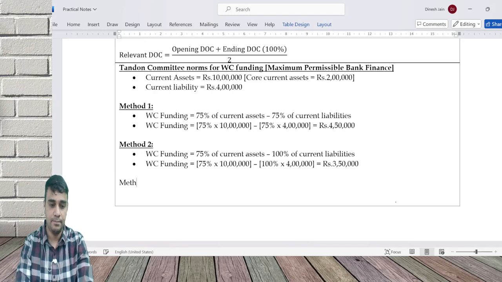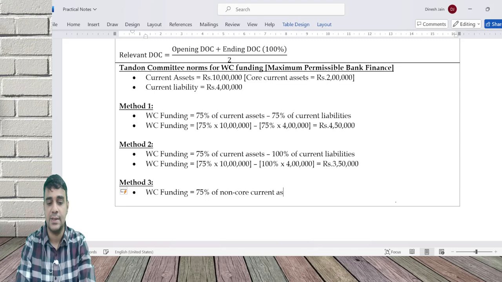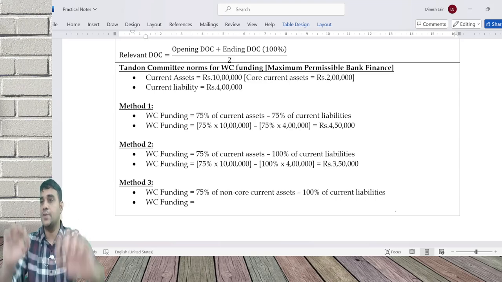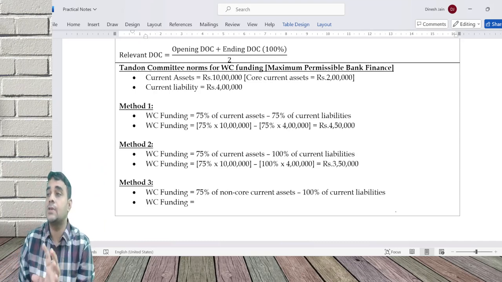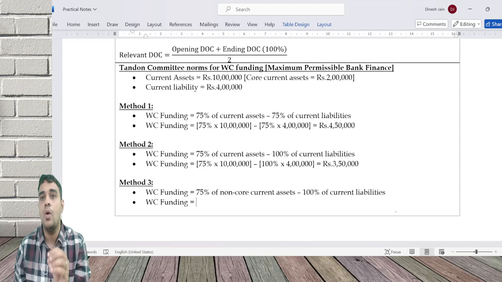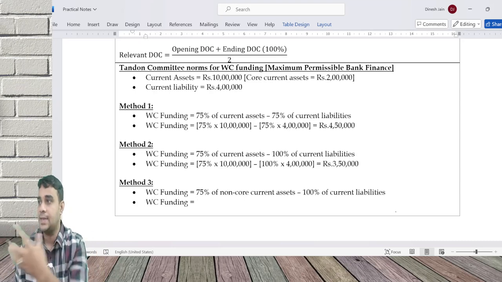Method 3: 75% of non-core current assets minus 100% of current liability. Now let's first understand what they are trying to say. The bank is saying something is core current asset, something is non-core current asset. They have not defined exactly what is core and non-core; the question has to tell. Core is very critical for a company, so if something is very critical, you put your own money. One example of a core current asset is cash. Don't take a loan on one side and have it as cash on the other side.